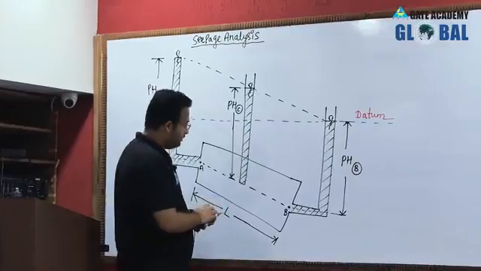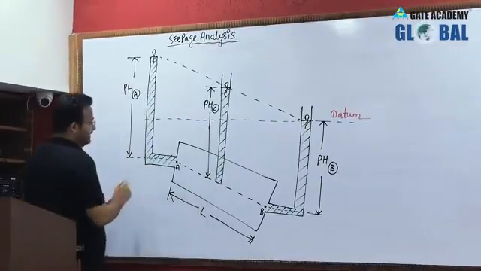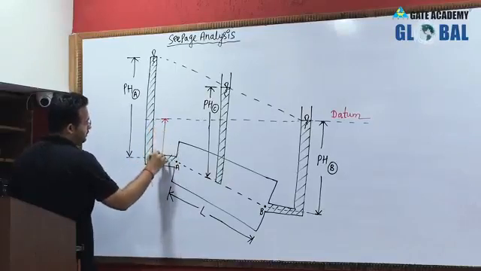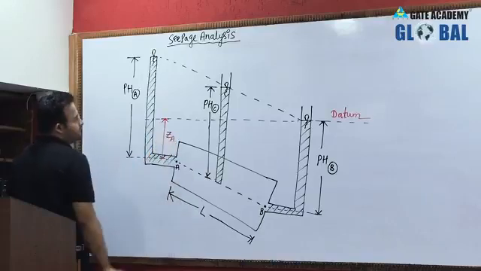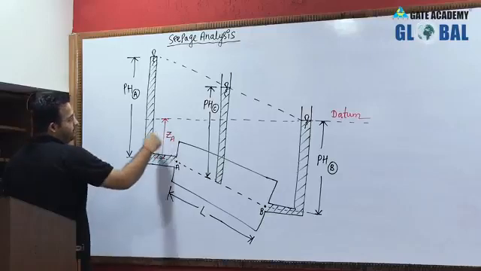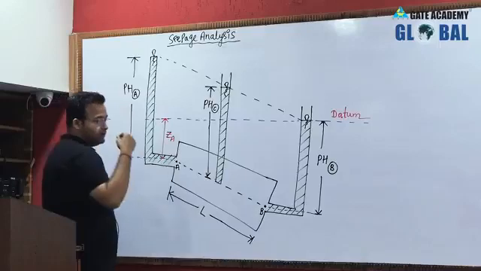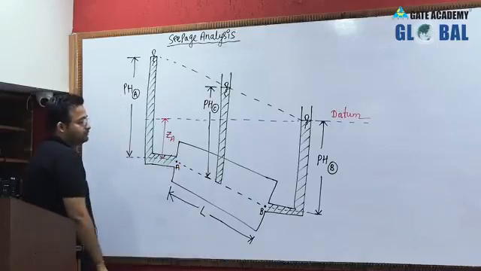Elevation head will be measured from the datum. So what is the elevation head here, point A? This is the elevation head from here to here. This is your elevation head ZA. Since it is below the datum, ZA will be negative, because above the datum the value will be positive, below the datum the value will be negative.